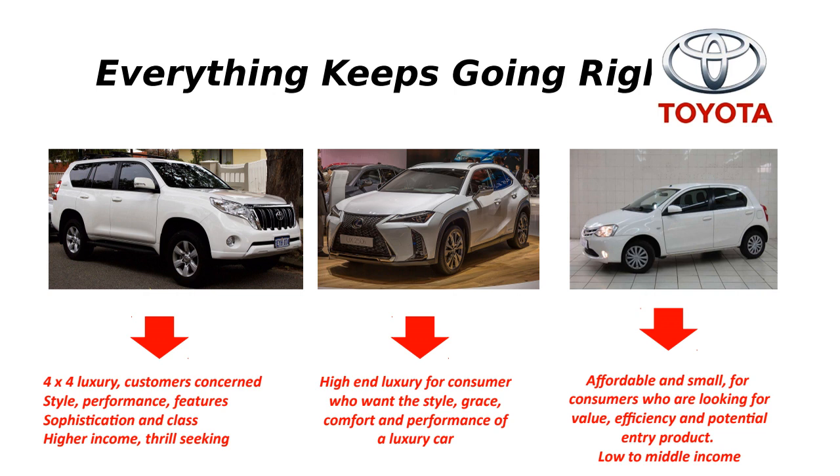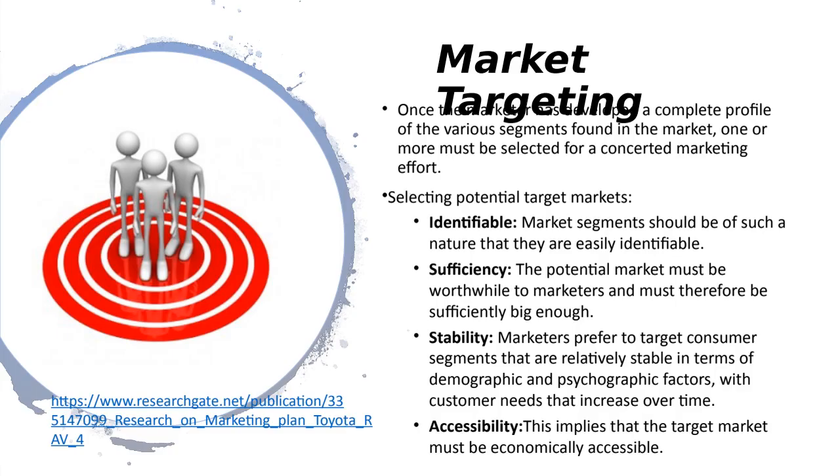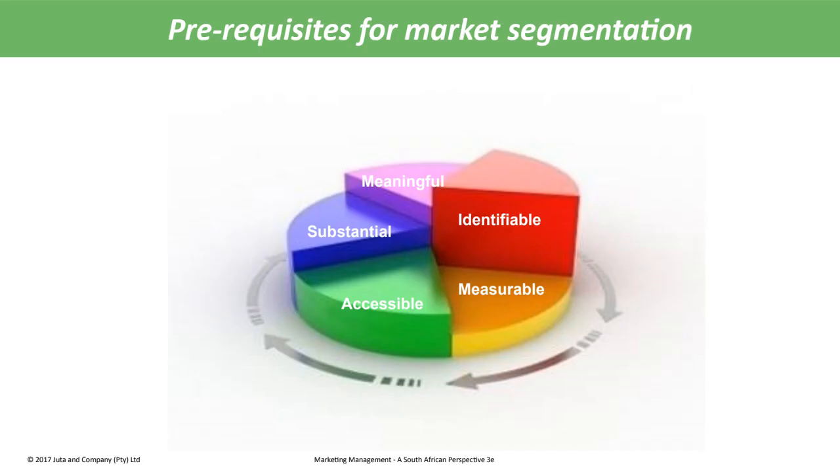So we can see with the Toyota example that there are 3 different market segments that the company has divided groups of people into, and there's many more, I'm just using this as an example. So think carefully about our bike example.